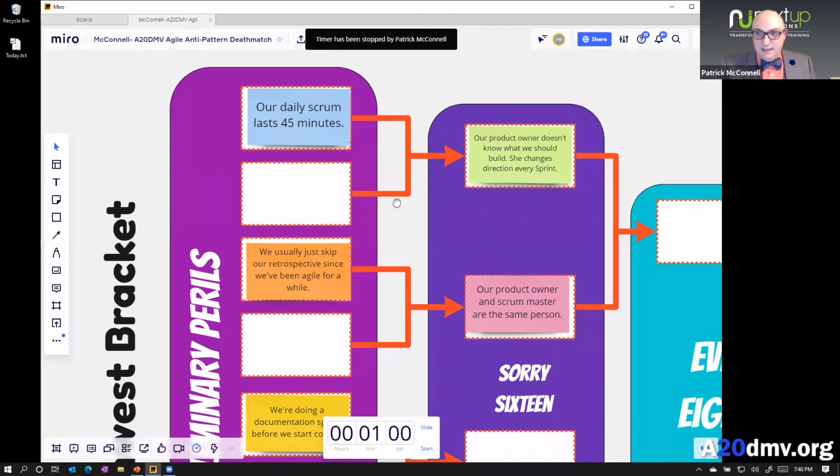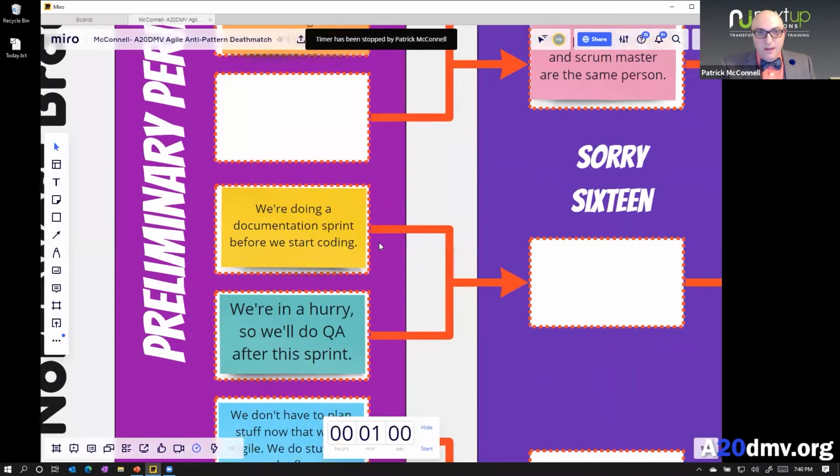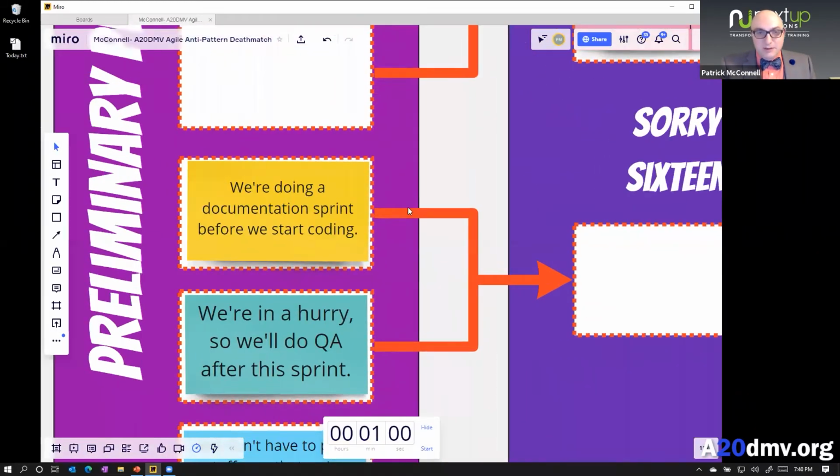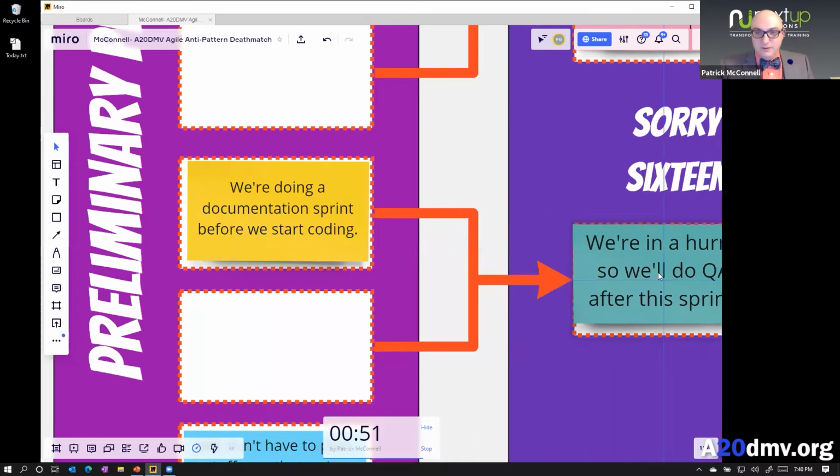All right, next up, next matchup. We've got here, we're doing a documentation sprint before we stop coding, or we're in a hurry, so we'll do QA after this sprint. Which one is worse? Raise your hand if you want the top one. Leave your hand lowered if you prefer the bottom one as being worse. All right, I think the bottom one is almost a sweep here. All right, we're going to move that one forward.